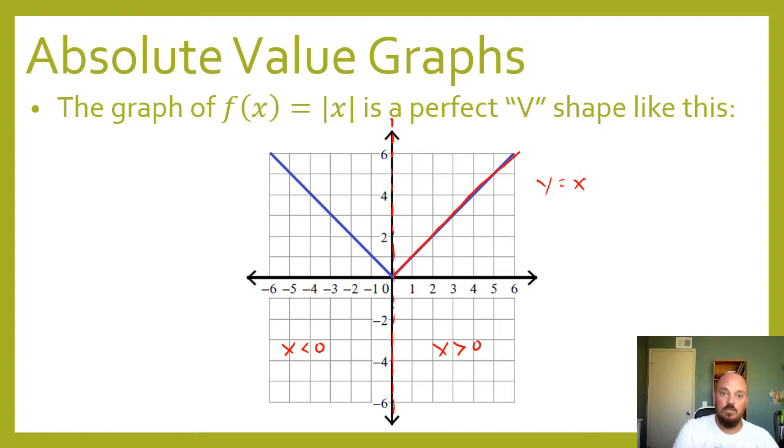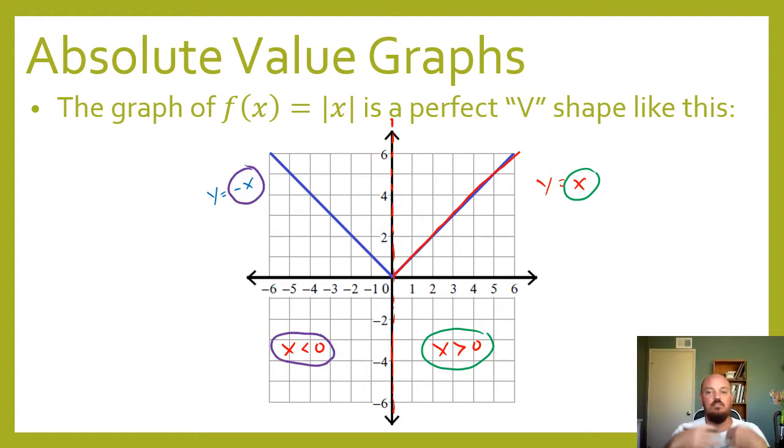Now the blue one on the other side is y equals -x. So it matches with our piecewise function exactly. We said if x is positive, just leave it x. But then we also said if x is negative, we make it -x. So again, you get that perfect V-shaped graph, but it really matches with our piecewise functions that we talked about yesterday.